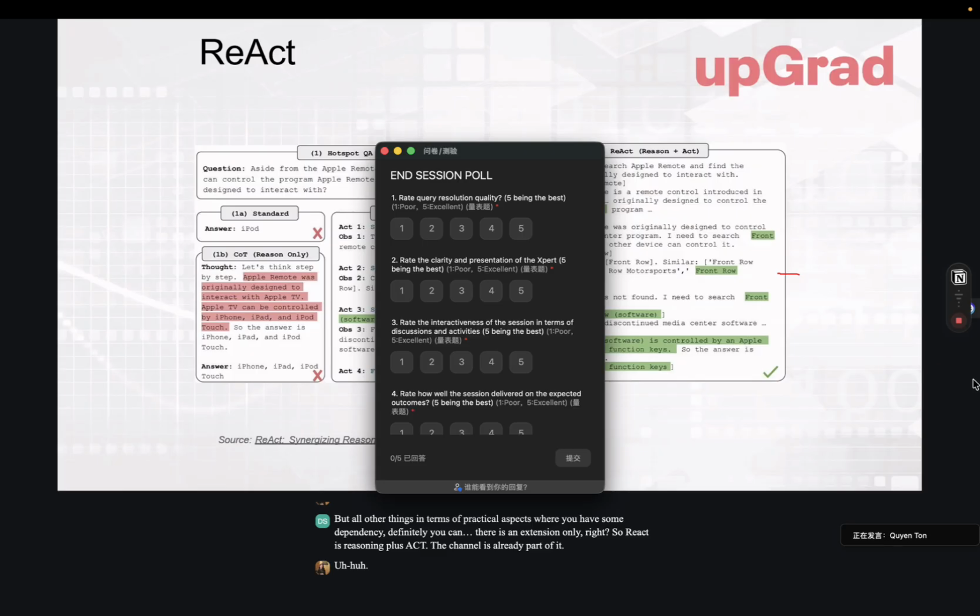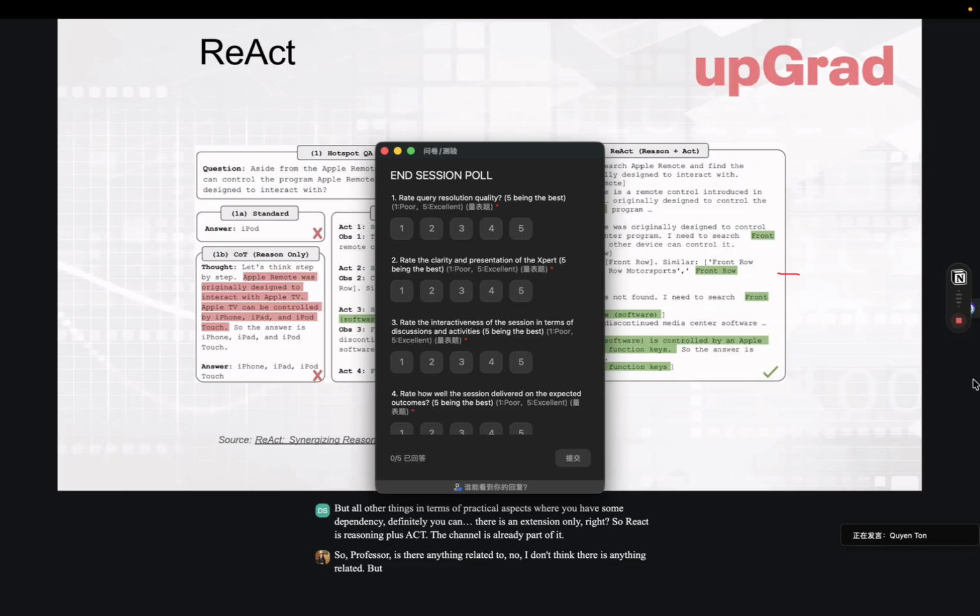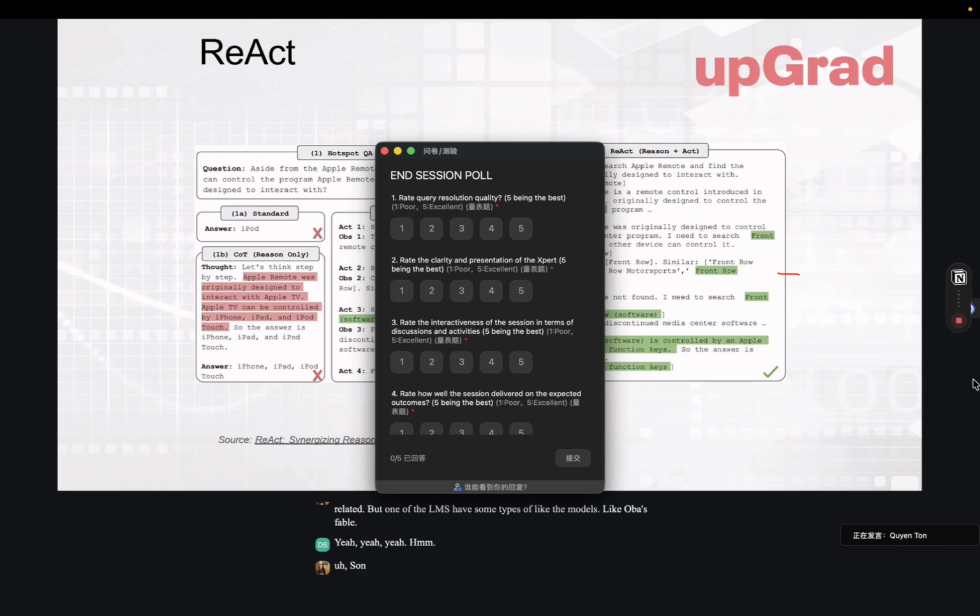So Professor, is there anything related to? No, I don't think there is anything related. But all of the LLMs have some types of models, like Opus, Sonnet, and they're used for different tasks, right? And some are more advanced than others.